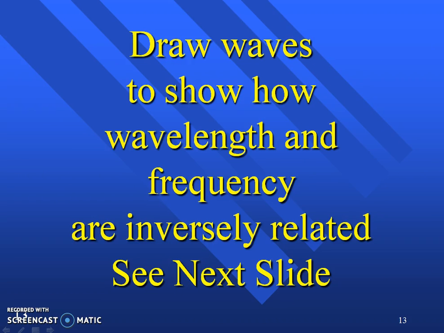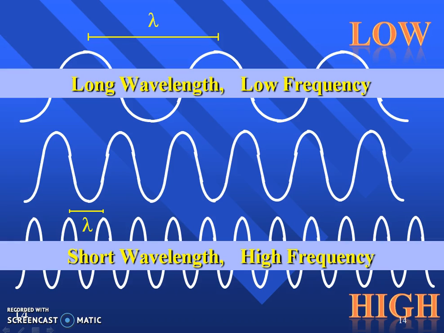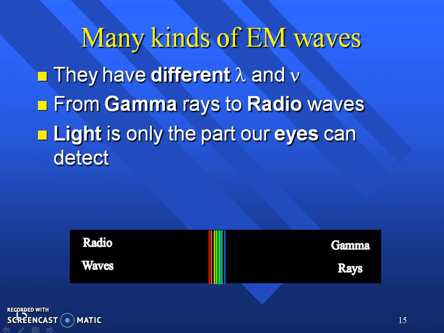So in your packet, you should draw these waves and show how wavelength and frequency are inversely related to each other. If we have a long wavelength, we're going to have low frequency, right? Not as many waves can go through that cycle if they're long. However, if we have a short wavelength, we're going to have high frequency, so a lot of waves are going to get through that cycle. They're opposite of each other. Long wavelength, low frequency; short wavelength, high frequency.